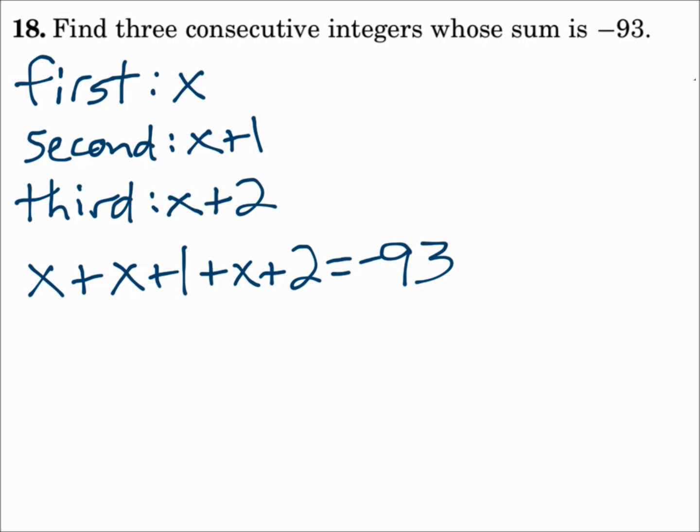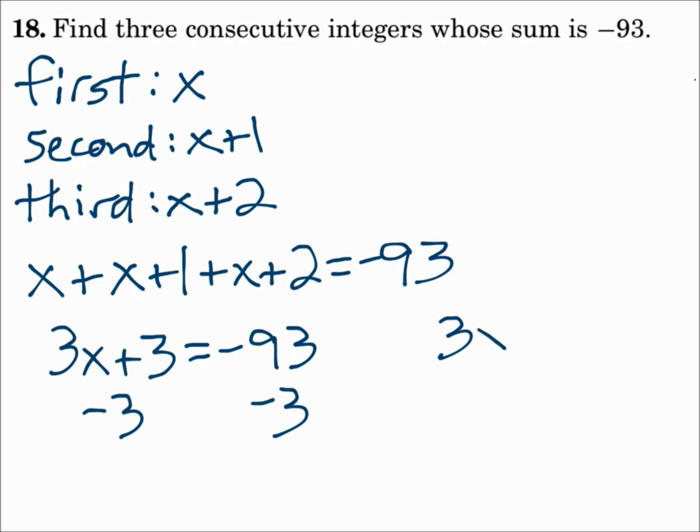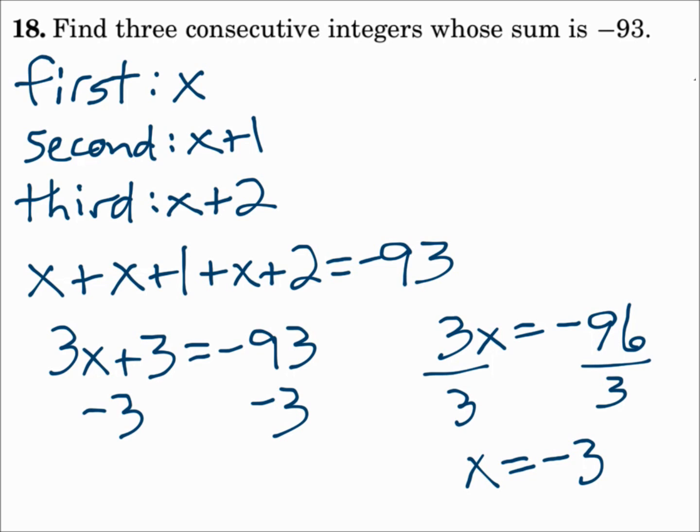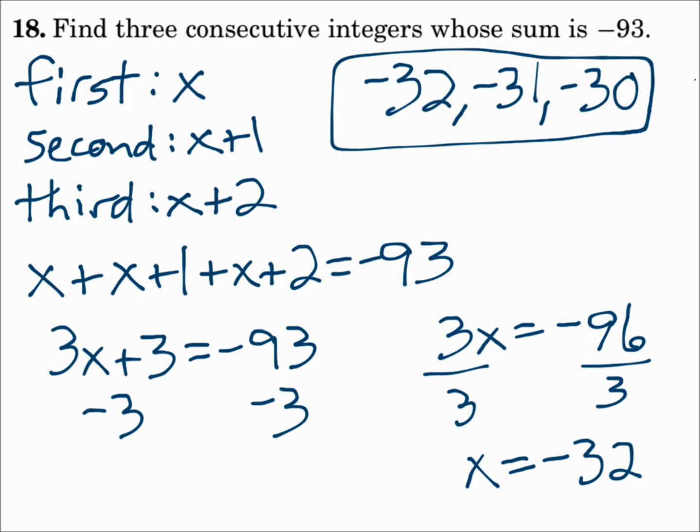Get your like terms together. x plus x plus x is 3x. 1 plus 2 is 3. Now subtract 3 from both sides, and 3x equals negative 96. Divide both sides by 3, and x is negative 32. So the first one is negative 32. The second one is 1 more than that, negative 31. And the last one is 1 more than that, or negative 30.